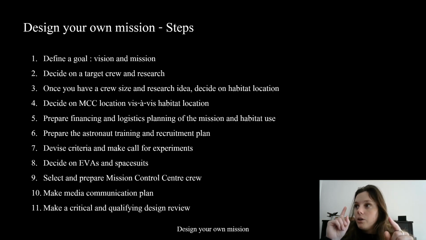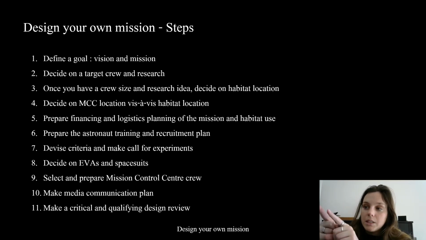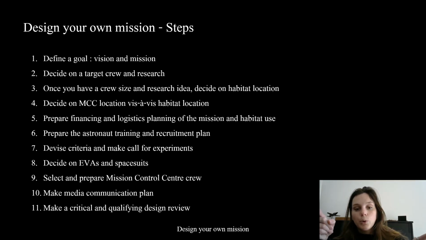So you might have your habitat here, and maybe you want your MCC here, or maybe you want it the other side of the world, and how you're going to adapt with that, for example. Then you need to prepare financing and logistics. So once you have the location, you can start thinking, okay, how are we going to get everything there, and what are we going to need to get there? Then you need to prepare both the astronaut recruitment and training. Obviously, they're going to need a certain background, and you might want to filter your crew. You might not be willing to accept anyone just for your mission. You might want to do some pre-filtering, in which case you need to do recruitment, and therefore you need to make an advertisement for that.